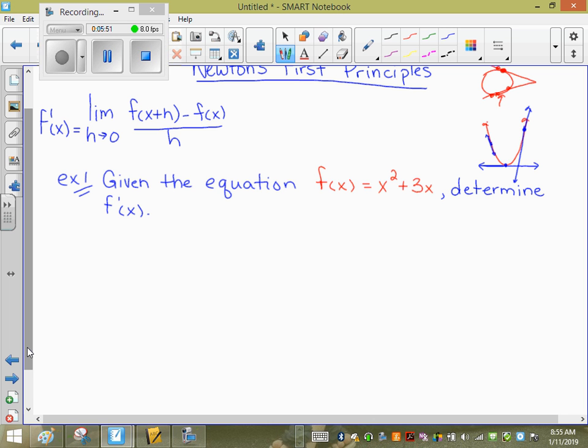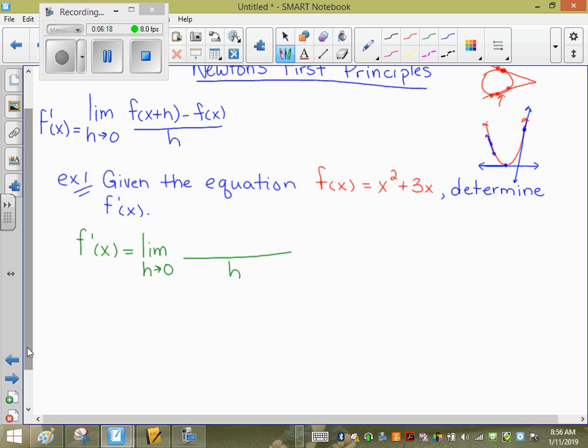Yeah, that's the only way you can be forced. You can be asked to do Newton's first principles, or they'll physically show you this equation and ask you to find the derivative using that equation. All right. So in this equation, we have f prime of x, which is what we want. It equals the limit as h approaches 0, which currently is an issue because we have what in the denominator? 0, because we plug it in for h.